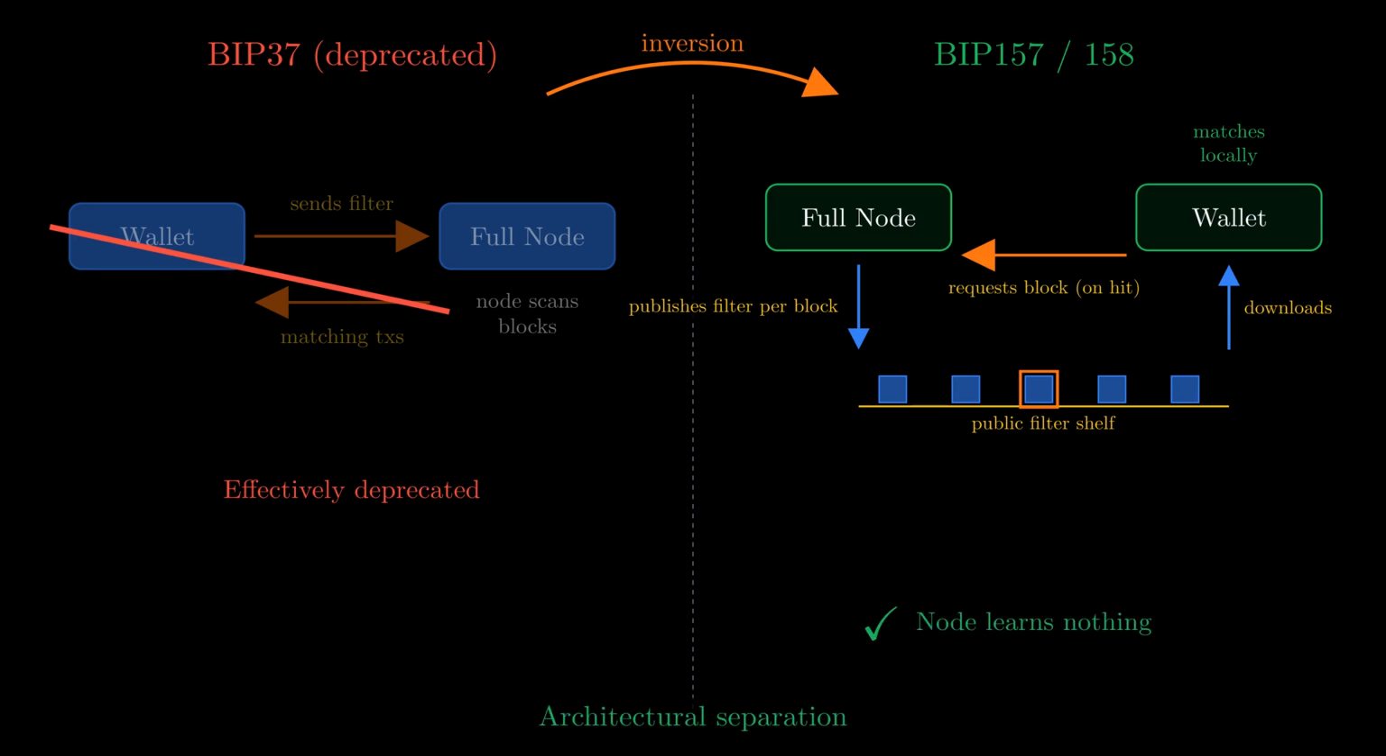It's effectively deprecated. The replacement inverted the entire model. BIP157 and 158, compact block filters, flipped who builds what. Now the full node constructs a deterministic filter for every block and publishes it. The wallet downloads filters, checks locally whether anything matches, and only then requests the relevant block. The node learns nothing about which addresses the wallet cares about. Privacy moved from probabilistic obfuscation to architectural separation.